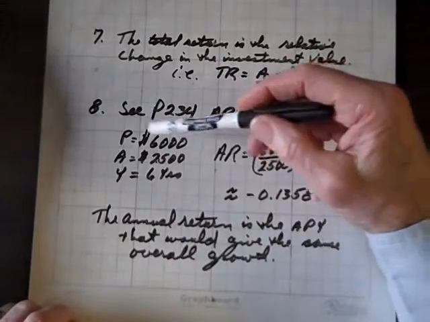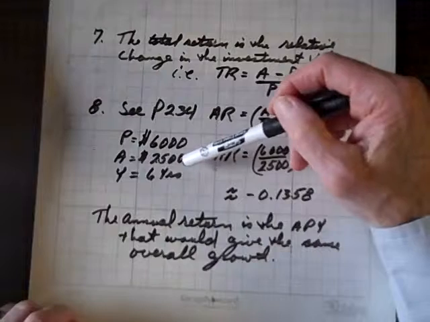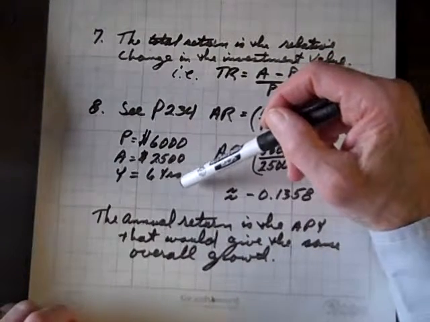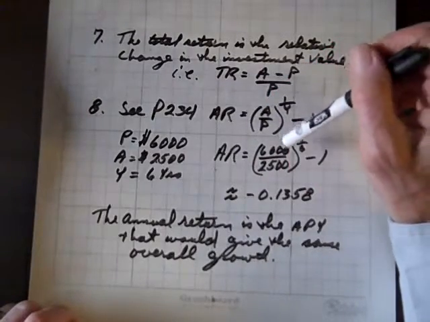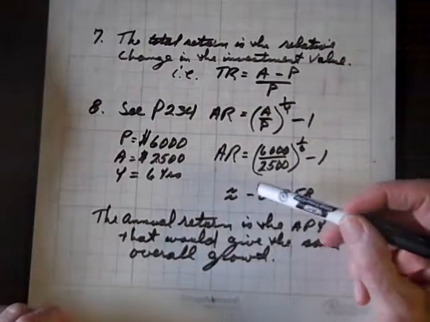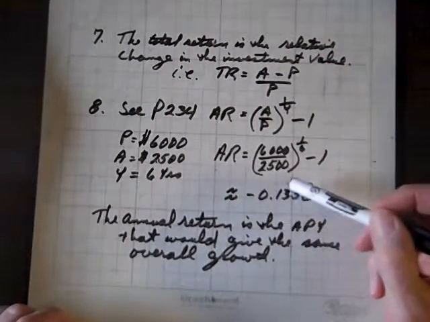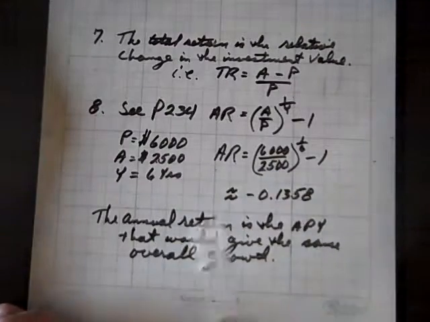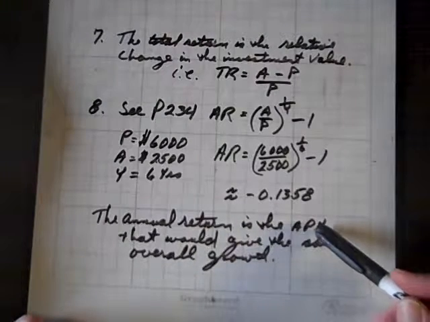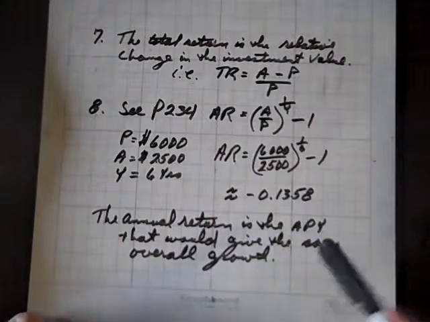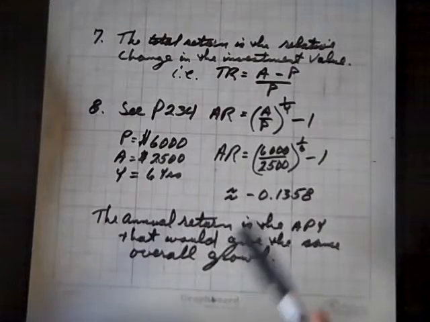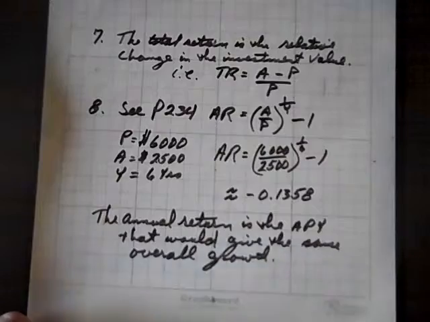And so we have a principal of $6,000. You sold it for $2,500 after 6 years, and installing those values, we wind up with a negative value, negative 0.1358. And to further interpret that, the annual return is the APY, annual percentage yield, that would give the same overall growth. So your growth was negative because you sold for a loss. And we're done.